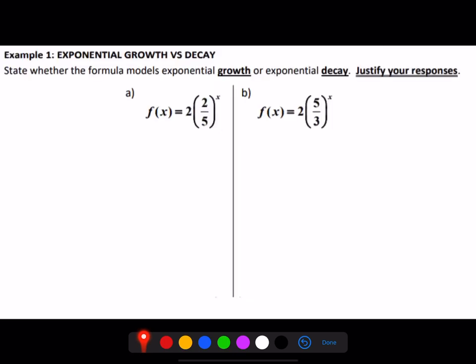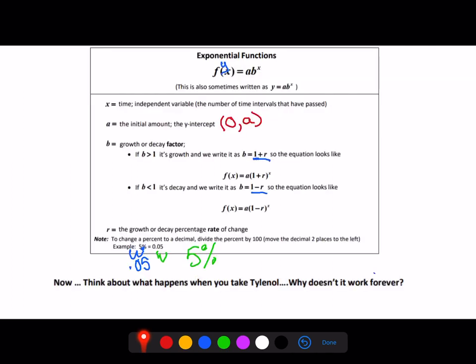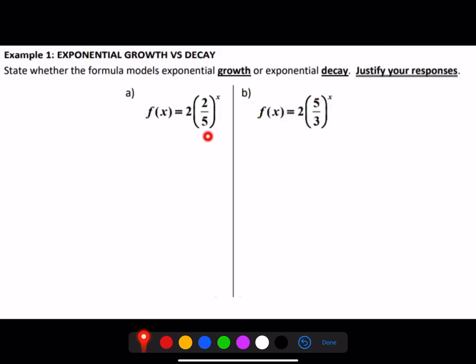All right, so exponential growth versus decay. State whether the formula models exponential growth or exponential decay. Justify your response. So your justification doesn't need to be super long or anything like that. And if I want to know whether it's growth or decay, I look at our B value. So if my B value is smaller than 1, decay. If my B value is larger than 1, growth.